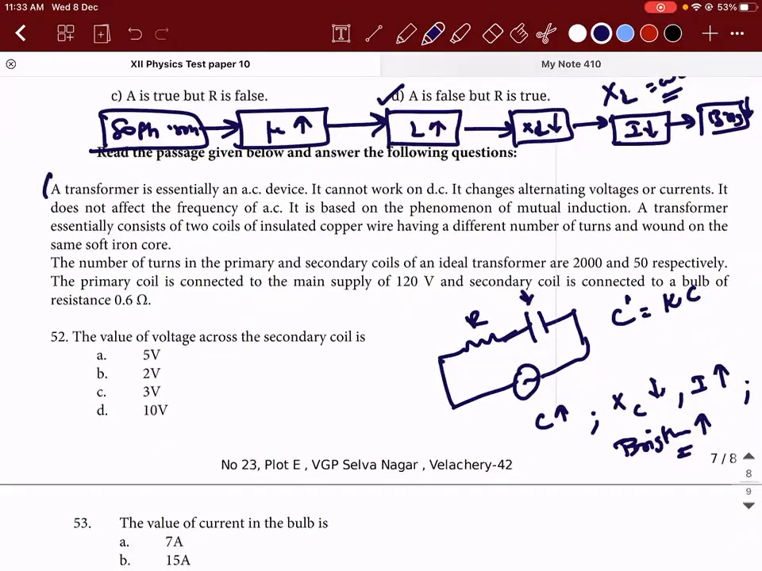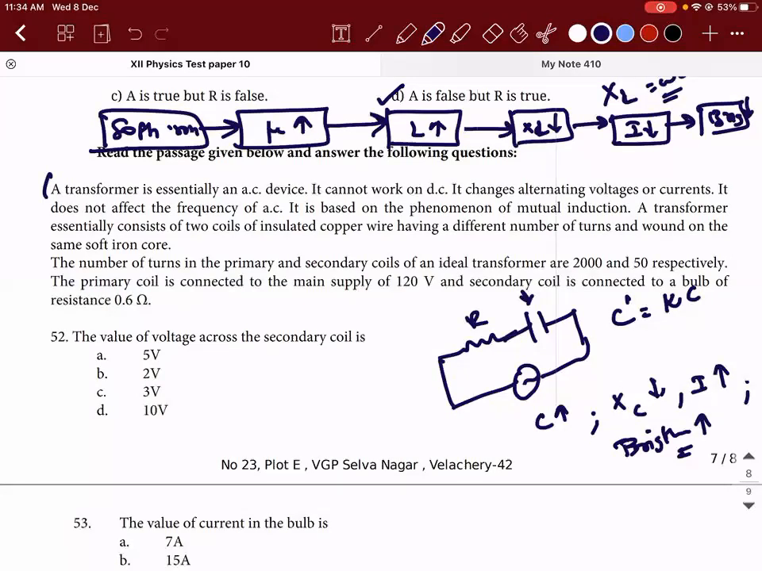Yeah. So a transformer is essentially an AC device. It cannot work on DC, accepted. It changes alternating voltages or currents. It does not affect the frequency of an AC. It is based on the phenomenon of mutual induction. Correct. A transformer essentially consists of 2 coils of insulated copper wire having a different number of turns and wound on the same iron core. That is the same soft iron core.